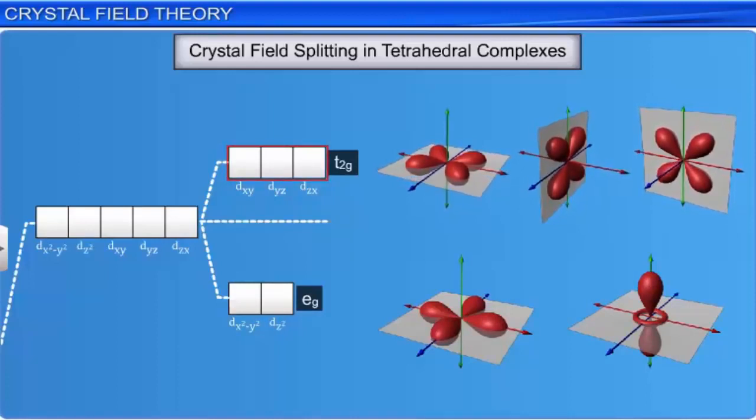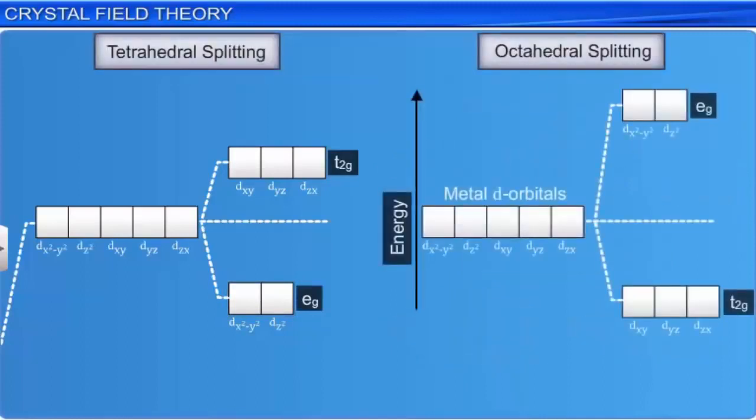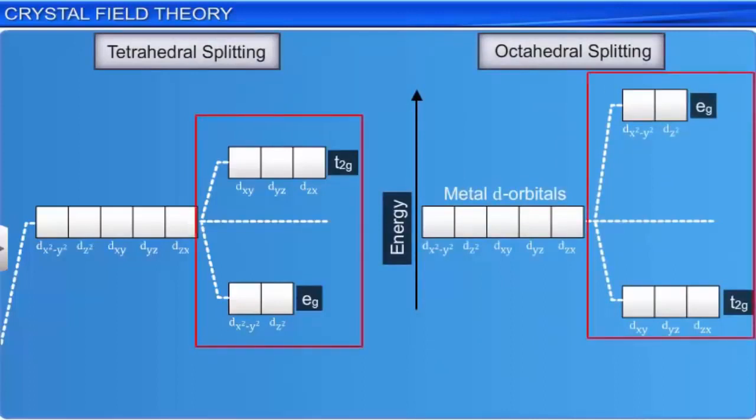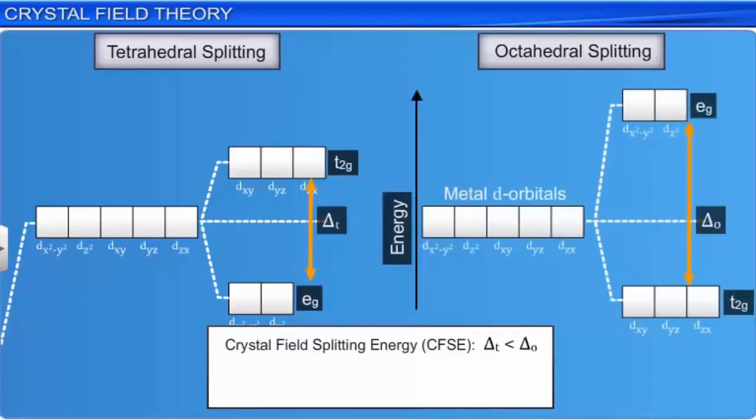Thus, in tetrahedral splitting, the T2g orbitals are of higher energy, and the two Eg orbitals are of lower energy. You can say that the d orbital splitting in tetrahedral geometry is exactly the reverse of octahedral splitting. The crystal field splitting in tetrahedral complexes, which is denoted by delta T, is smaller than that of octahedral complexes. The difference in energy can be represented by delta T equal to 4/9 times the octahedral splitting.